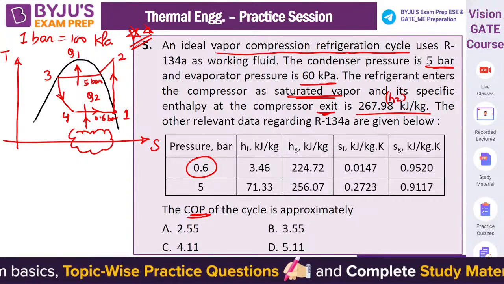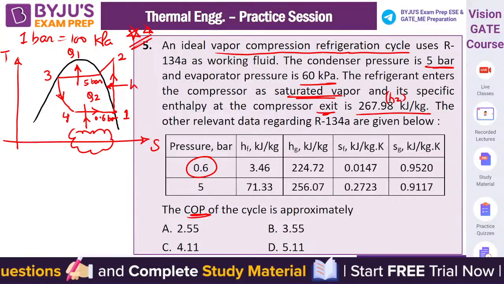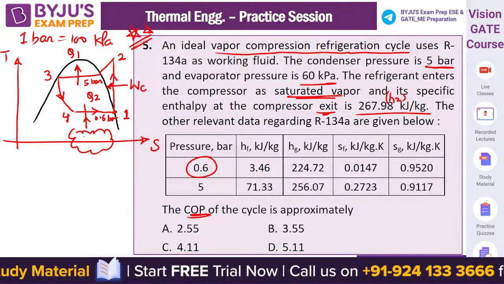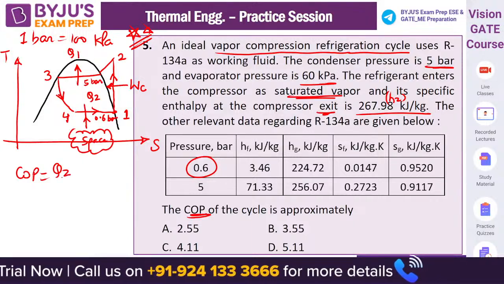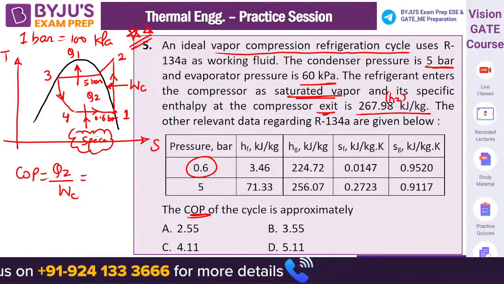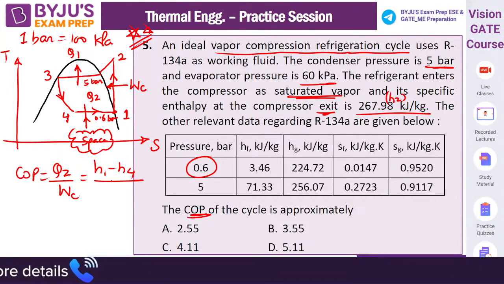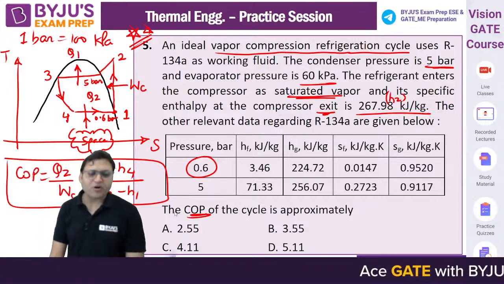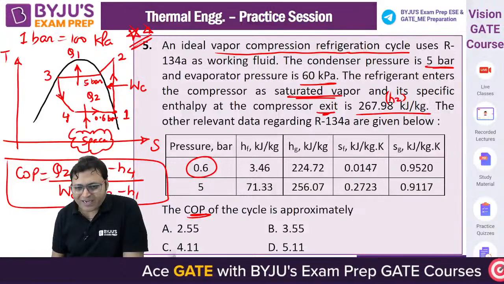Now the COP of the cycle. This is work, isentropic compression, compressor work, and this is the desired effect, the storage space. So COP is equal to Q2 upon WC. What is Q2? H1 minus H4 upon H2 minus H1, isn't it? This will be the expression for COP: desired effect upon work input, H1 minus H4 upon H2 minus H1.